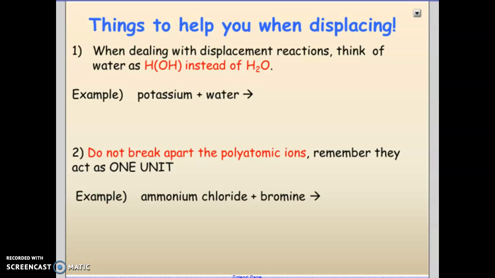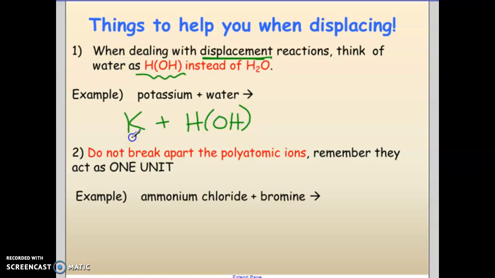So I've already mentioned this, but when you're dealing with displacement, it doesn't matter if it's single or double, water, I would suggest you write it as HOH instead of H2O. So for example, if I have potassium plus water, look at what's going to happen here. The potassium is going to go with hydroxide, and hydrogen will now be by itself.